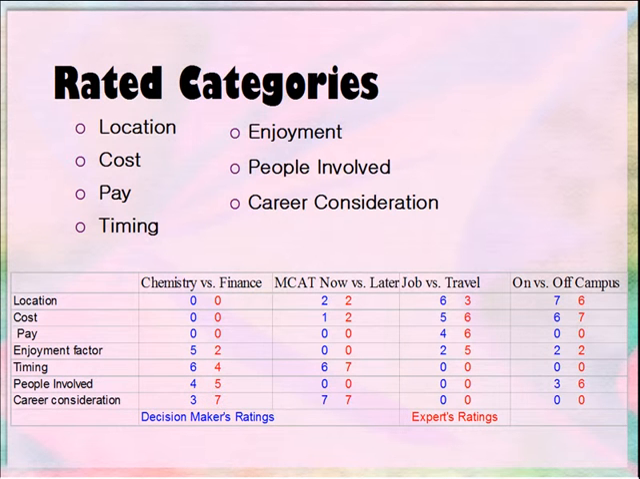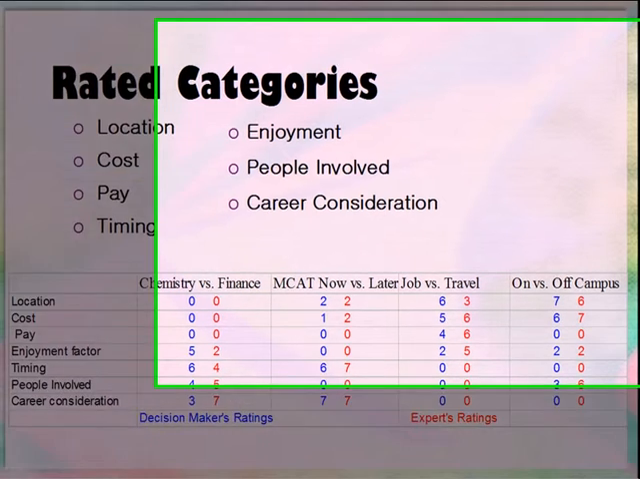Rated categories. After listing the factors to consider for each decision, general categories must then be formed. We came up with 7. Location, cost, pay, timing, enjoyment, people involved, and career consideration. The following chart displays each of the 7 categories in relation to the 4 decisions to be made. The decision maker and an external expert then rated the relative importance for each category on a 1 to 7 scale. The blue figures represent the decision maker, and the red numbers are the experts. A 0 simply implies the category did not apply to that decision.